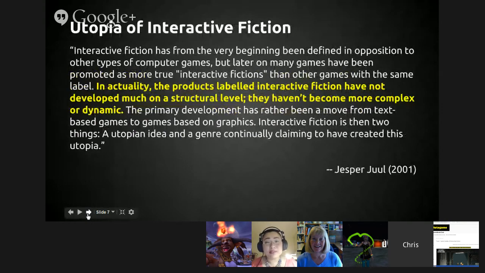All right, so here's his further criticism. Utopia of interactive fiction. So here's another quote here. He says, interactive fiction has from the very beginning been defined in opposition to other types of computer games, but later on many games have been promoted as more interactive fictions than other games of the same label. In actuality, the products labeled interactive fiction have not developed much on a structural level. They haven't become more complex or dynamic. The primary development has rather been a move from text-based games to games based on graphics. Interactive fiction is then two things, a utopian idea and a genre continually claiming to have created this utopia.